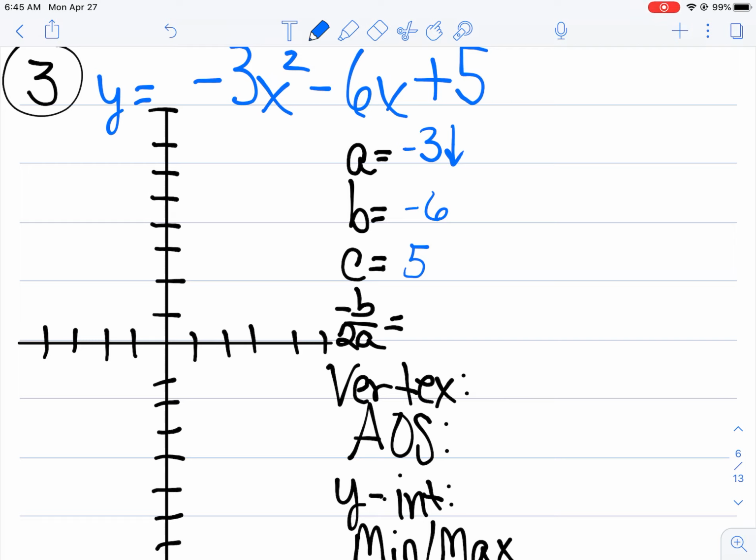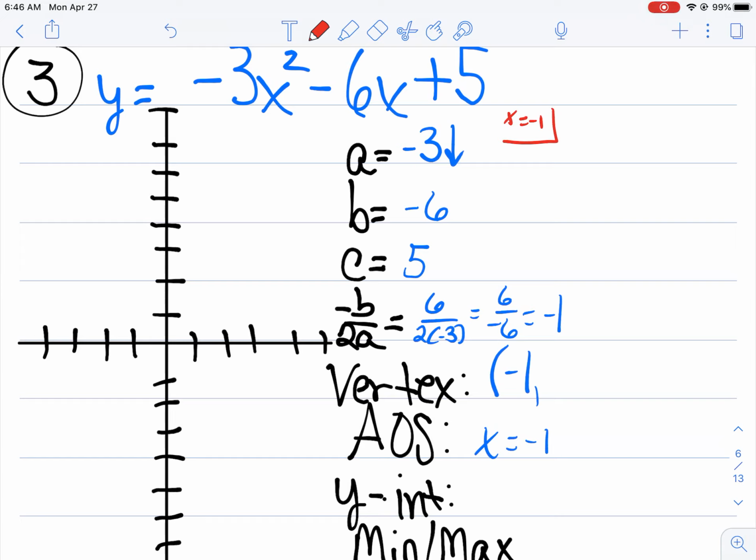Okay, so the opposite of B over 2A, the opposite of -6 again is +6, okay? And then over 2A, so it's going to be over 2 times -3. 2 times -3 is -6, so I have 6 over -6. That becomes -1. All right, so the coordinates of my vertex, the x-coordinate is -1. The axis of symmetry, x equals -1. All right, and then we're going to plug -1 into the equation and solve for y. So I have x equals -1 up here.